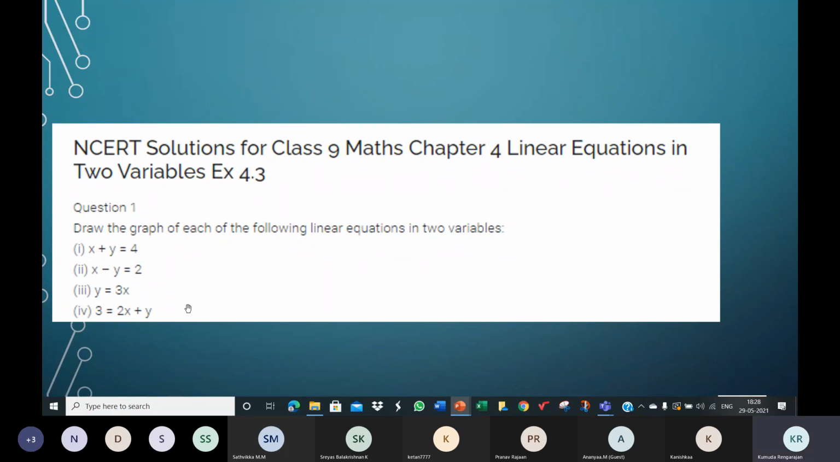When the value of C is 0, the graph of that equation will pass through the origin, because 0, 0 will be a solution. Because see here, in the equation y is equal to 3x, when x is 0, 3 into 0, y is also 0. So 0, 0 becomes a solution to every equation where C is 0.